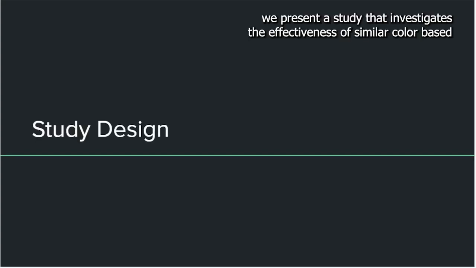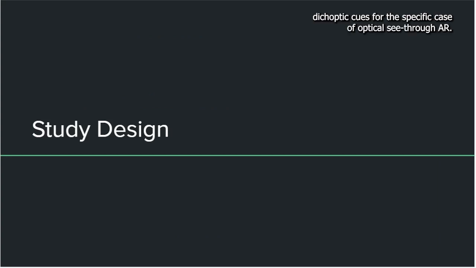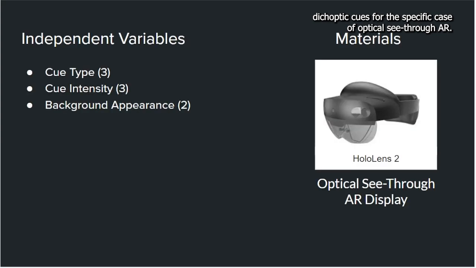In this work, we present a study that investigates the effectiveness of similar color-based dichoptic cues for the specific case of optical see-through AR. Our study has several independent variables that will be explained in detail. The first is the type of visual cue shown to the participants. The second is the intensity level at which the cue is shown. The third is the background poster for which the virtual task is performed in front of, and participants observed all of these cues on the Microsoft HoloLens 2.